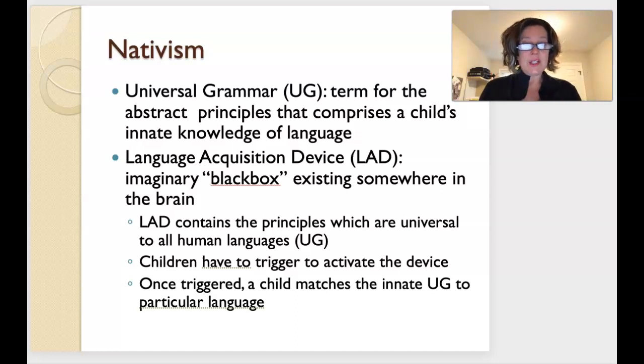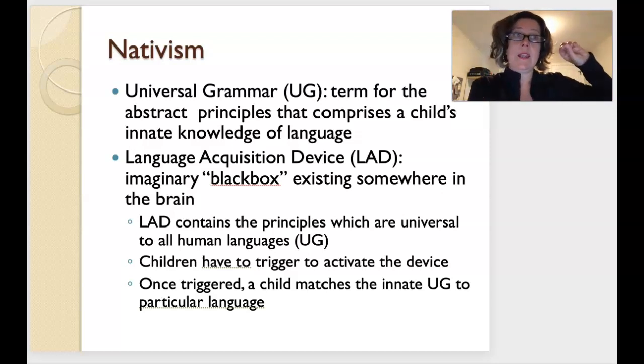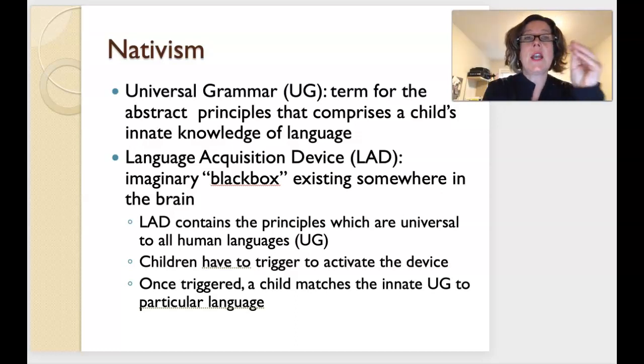The language acquisition device, or the LAD, is an imaginary black box existing somewhere in the brain. There's not actually a spot in the brain where there's a little black box. But basically, the LAD contains the principles which are universal to all human languages. So you can plunk a child down in a Spanish home, an English home, a Mandarin home, and the child will be able to learn the intricacies of that particular language.